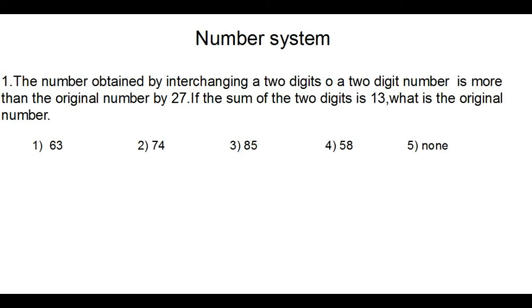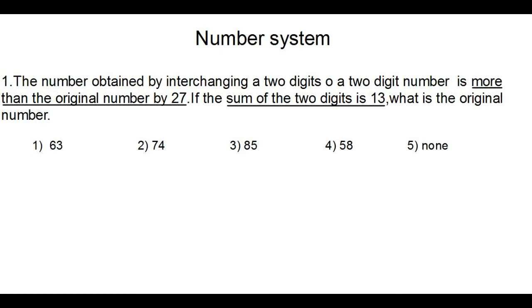If you look at the question here, we have got 2 conditions. One condition is that the sum of the digits is 13, and the other condition is that the number obtained by interchanging the digits is more than the original number by 27. So let us verify which of the given options satisfies both the conditions. We will first check the condition that the sum of the 2 digits is 13. Why? Because this is easy to verify. So let's check which option has the sum of the digits as 13.